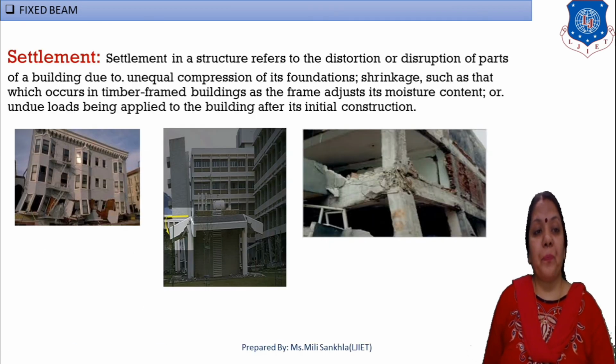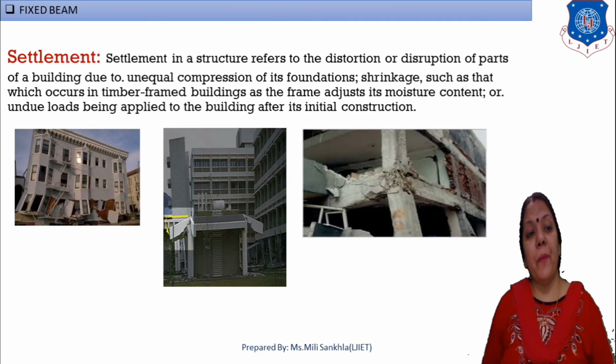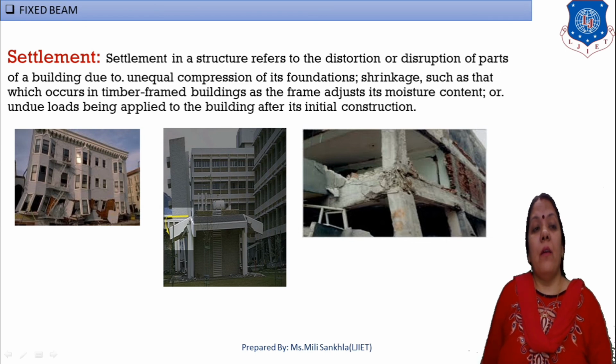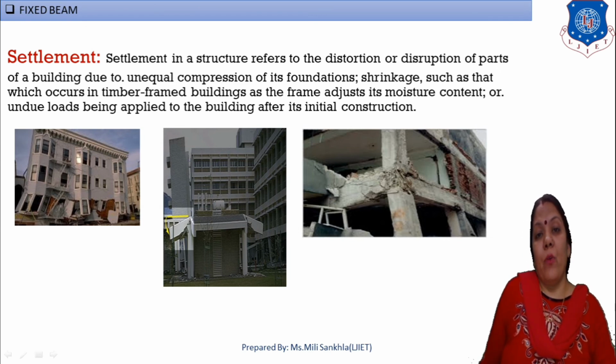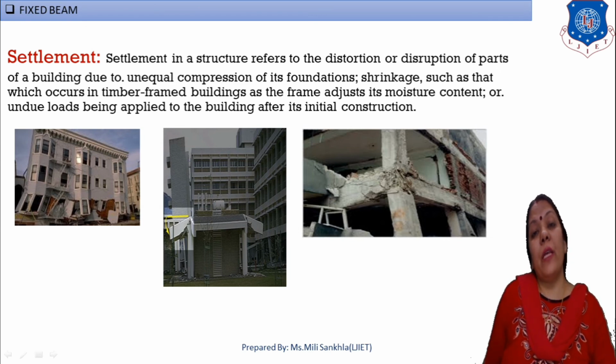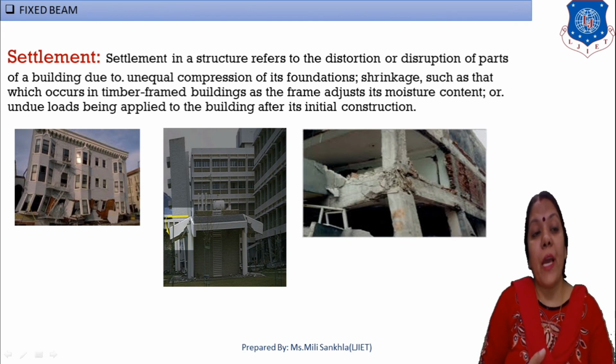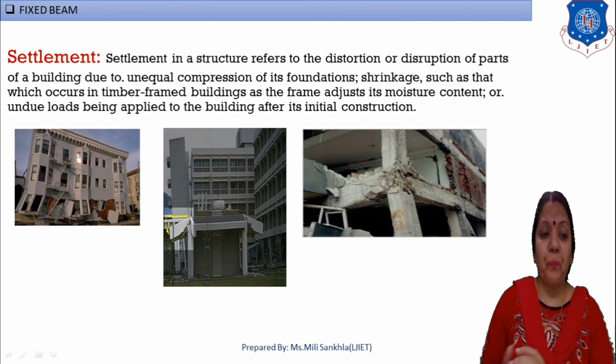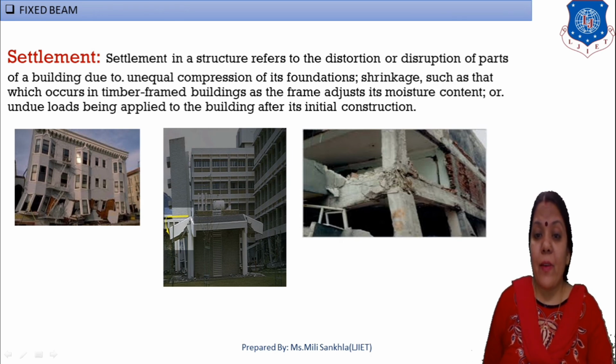Now next, here we cover one theory. In this theory, settlement. What is settlement? In the next session we solve the example of settlement, but before solving this example we have to understand what settlement is and why this occurs in buildings and structures. Here I take three figures. This is the first figure, second figure, third figure. We can see that in the first figure the first floor is settled down.